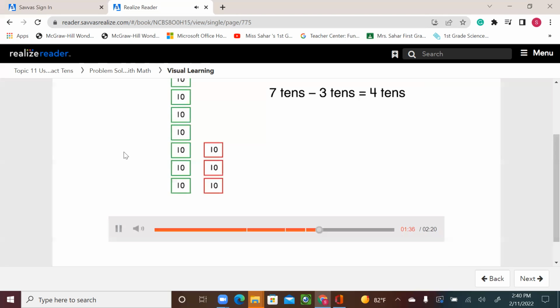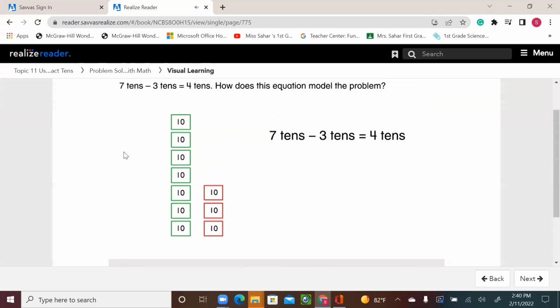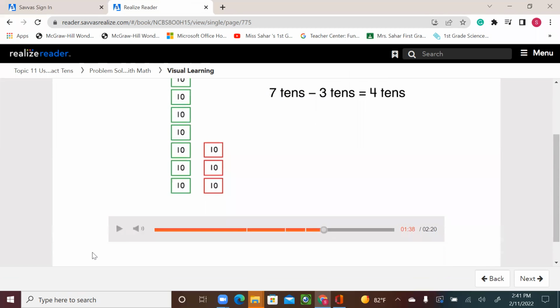How does this equation model the problem? I have 7 10s, the 7 green boxes of apples: 10, 20, 30, 40, 50, 60, 70. 1 10, 2 10s, 3 10s, 4 10s, 5 10s, 6 10s, 7 10s. 7 10s take away 3 10s, the 3 boxes of red apples, equals the 4 10s.